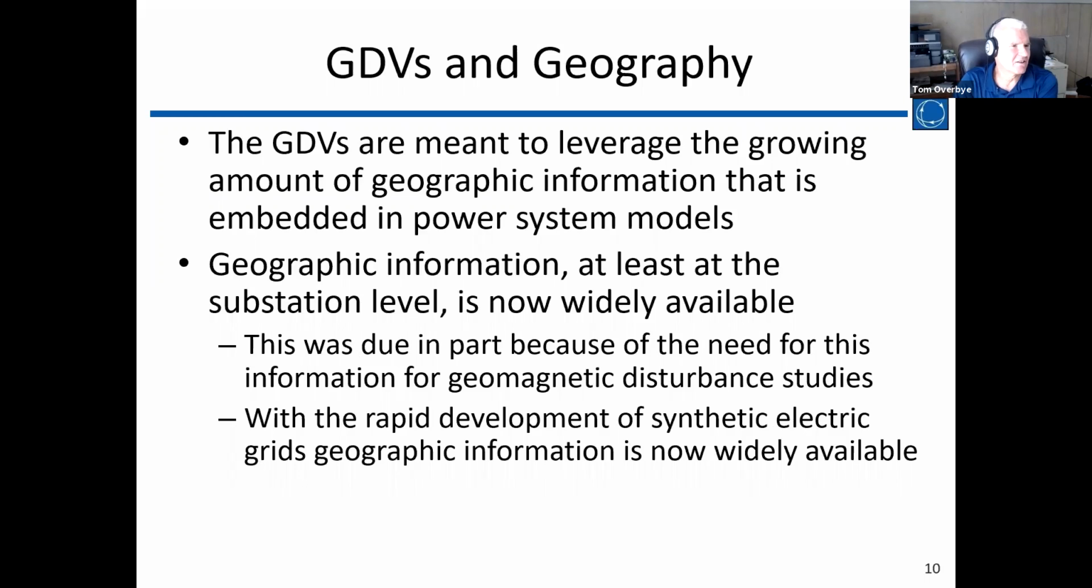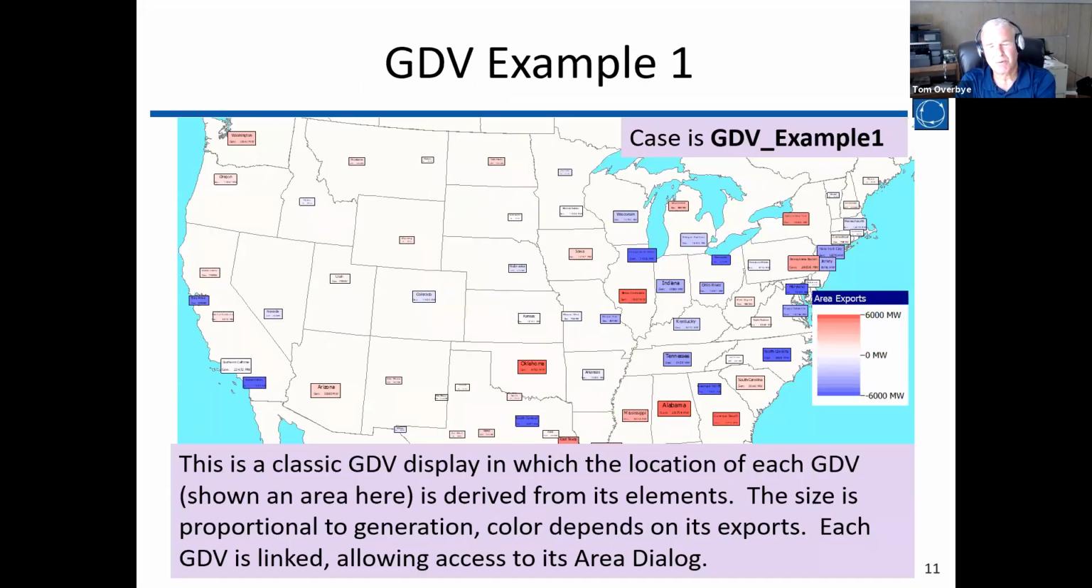So again, this slide just covers geography. Geography is much more a part of the electric grid than it was before. Some of this was because of the need to do geomagnetic disturbance analysis studies, but I think it's something that we really as an industry need to have in our data sets, since geographic information is such a part of everyday life now. So this first example, and again, I've got all these cases on the download.